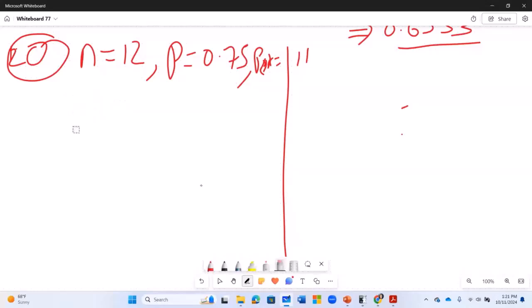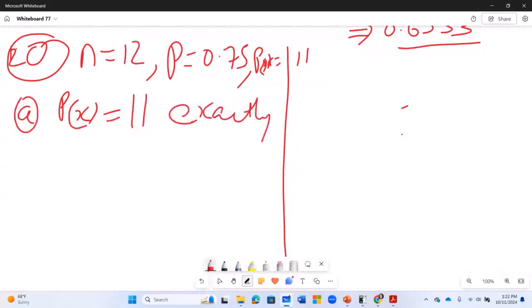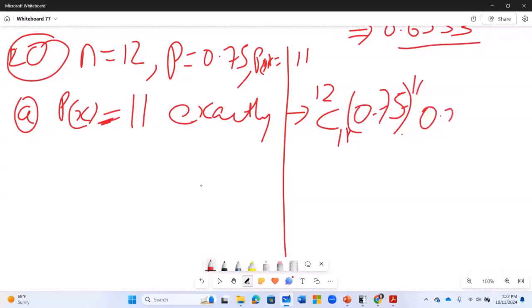So what is the probability that X is equal to 11? I'm going to call this one question A. This is called an exactly question, because there's an equal sign here. Exactly and equal sign are the same. And I can rewrite it: 12 combination 11, success, and success is 0.75, to the power 11. And then failure: if success is 0.75, failure is 0.25. And the exponent here is 12 minus 11, and that is 1.